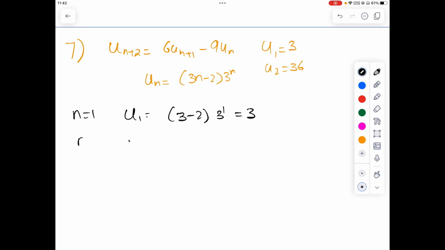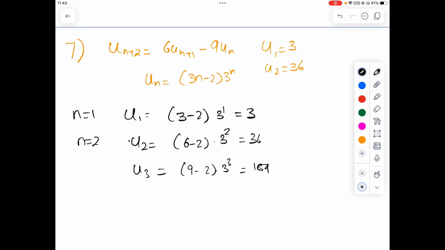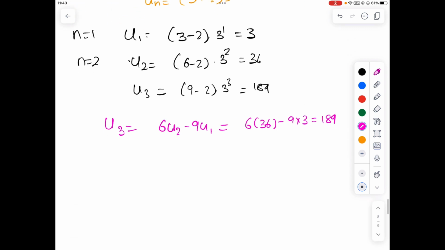N equals 2, u2 equals 6 minus 2 times 3 squared, which is 36. Now we have to go one step further and get u3 also, which is 9 minus 2 times 3 cube, which is equal to 189. Now use the recursive formula to prove that u3 equals 6 times u2 minus 9 times u1. 6 times 36 minus 9 times 3. It is still 189. So therefore, it is true for n equal to 1, 2 and 3.